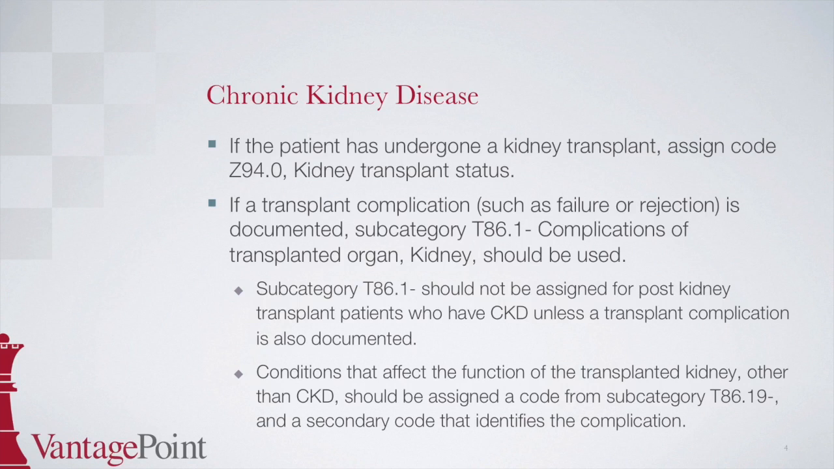If the patient experiences transplant complications, such as failure or rejection, a code from subcategory T86.1 should be used to identify this. However, this subcategory is not used for patients who have chronic kidney disease after a transplant unless a complication of that transplant is specifically documented. So if a complication other than rejection, failure, or infection is documented, T86.19 is for other complication of kidney transplant. You would then want to use another code to identify the specific complication.